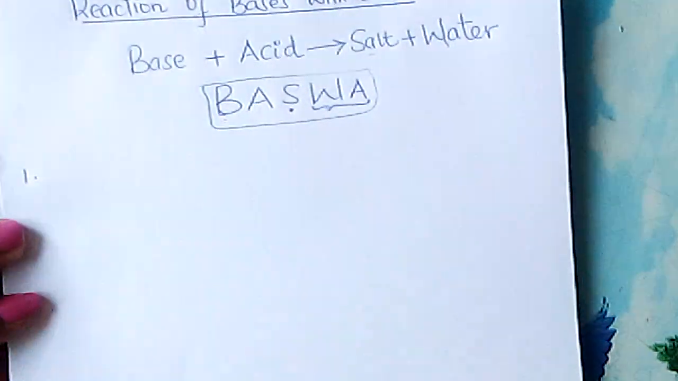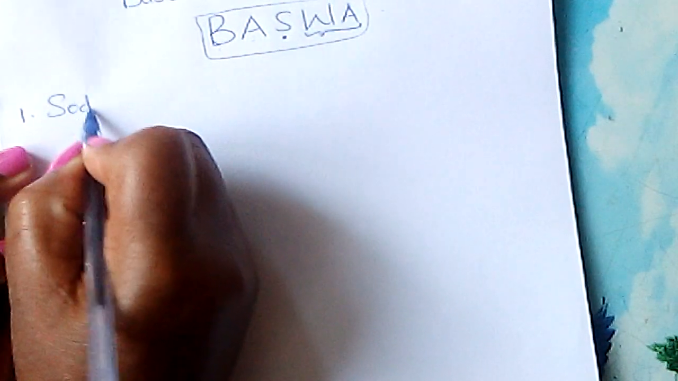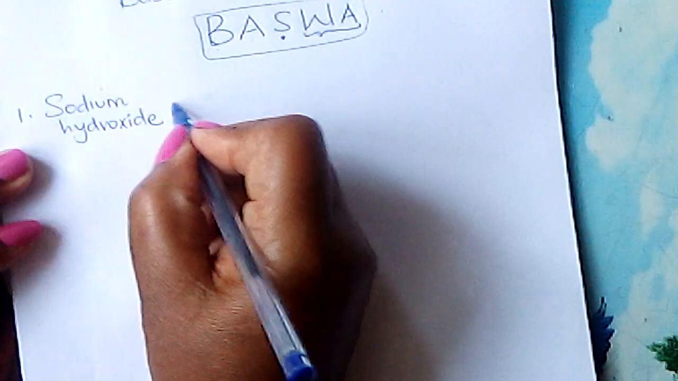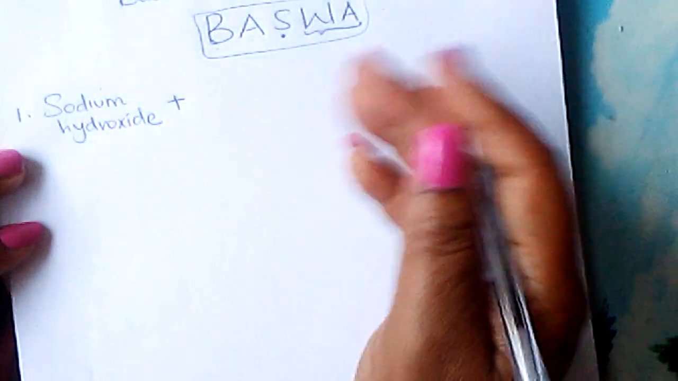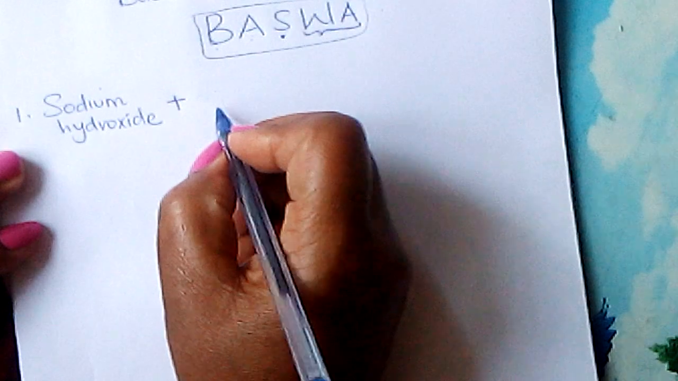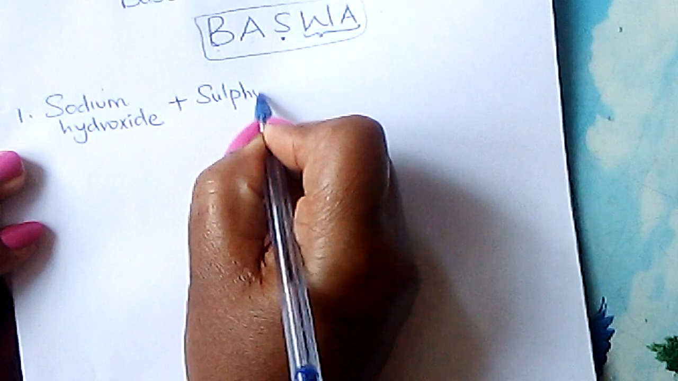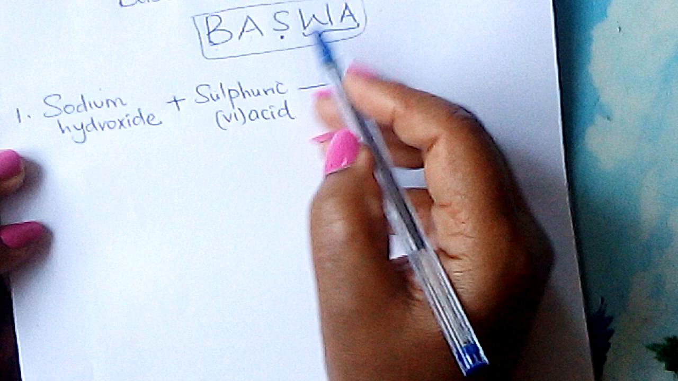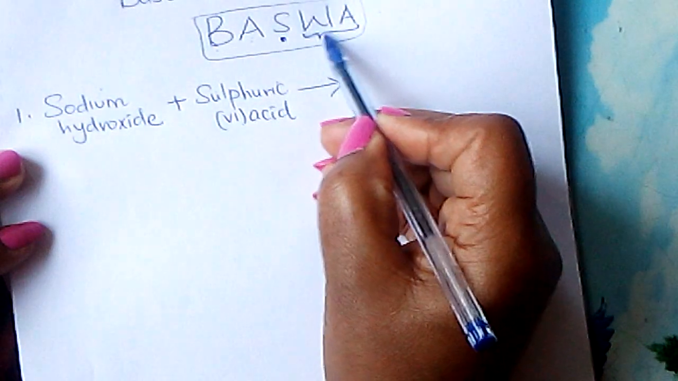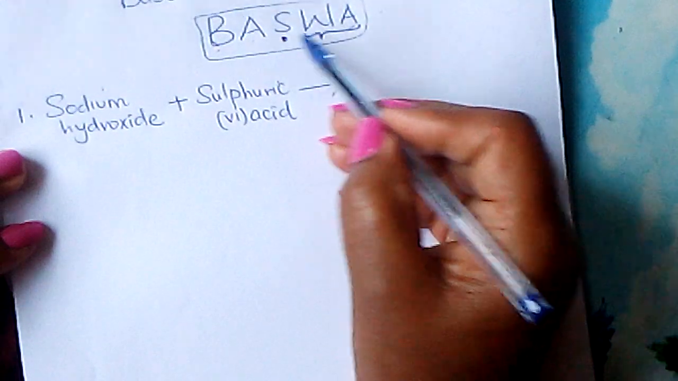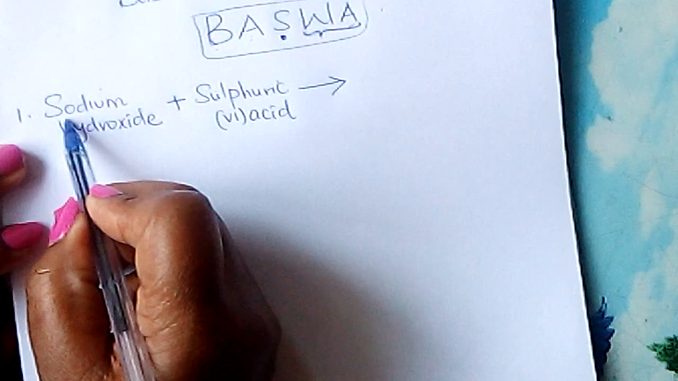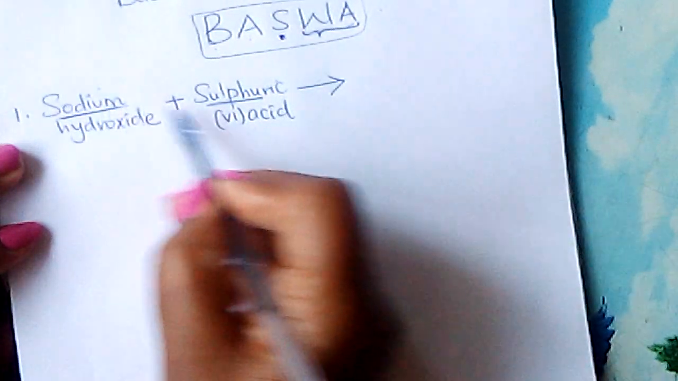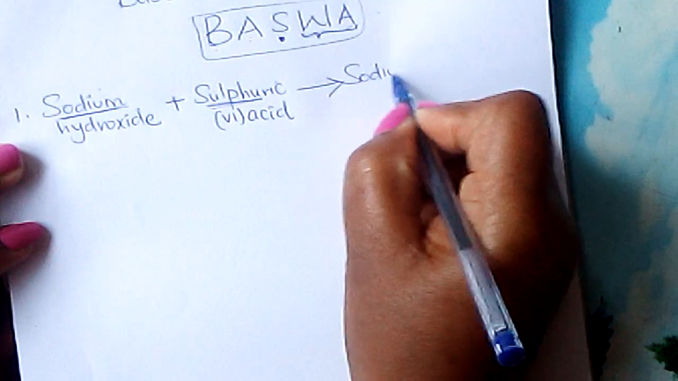Number one, suppose you are given sodium hydroxide solution, hydroxide is a base, plus an acid like dilute sulfuric acid. Remember here we are dealing with dilute acids. What would the products be? We are saying the products are salt and water. BASWA. Salt and water. And therefore, which salt is this? You take the sodium part, you talk of sodium sulfate. Sodium sulfate salt.